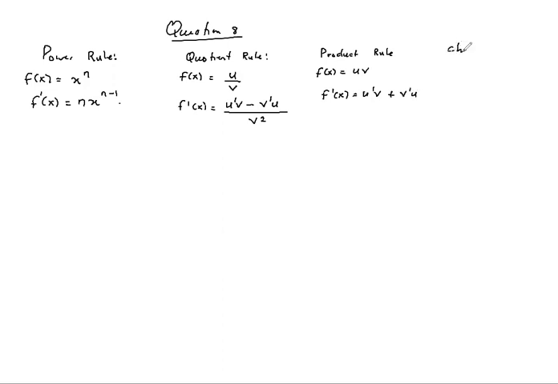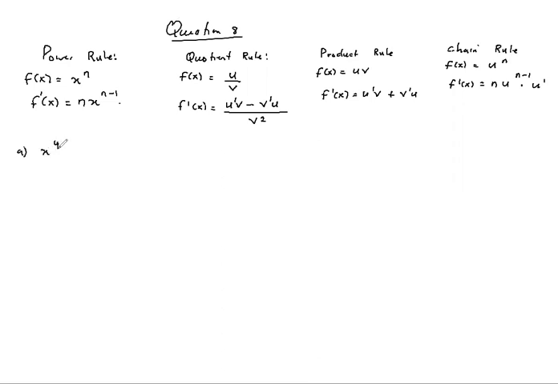And then there is chain rule, which says if your f of x is equal to u to the power n, the derivative of this function will be n u to the n minus 1 multiplied by the derivative of u. Okay, so now let's bring down our questions. Question 8, A. So differentiate with respect to x.